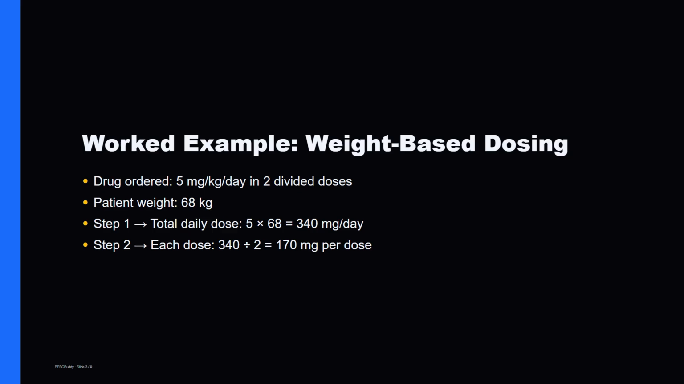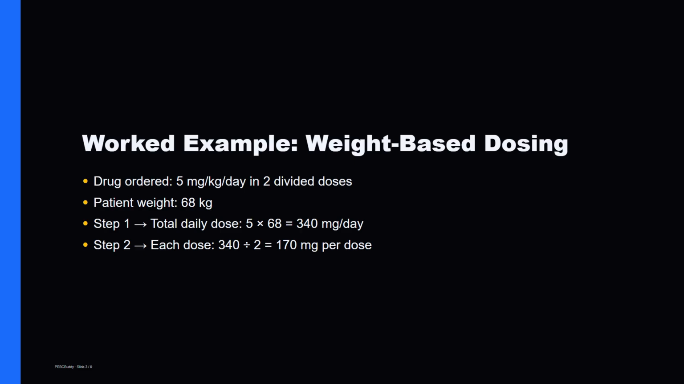Let's work through a weight-based example together. A prescriber orders a drug at 5 milligrams per kilogram per day to be given in 2 divided doses. The patient weighs 68 kilograms. Step 1. Multiply the dose by the weight. 5 times 68 gives you 340 milligrams as the total daily dose. Step 2. Divide by the number of doses. 340 divided by 2 equals 170 milligrams per dose.